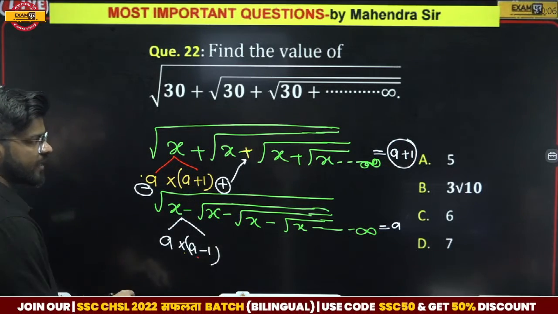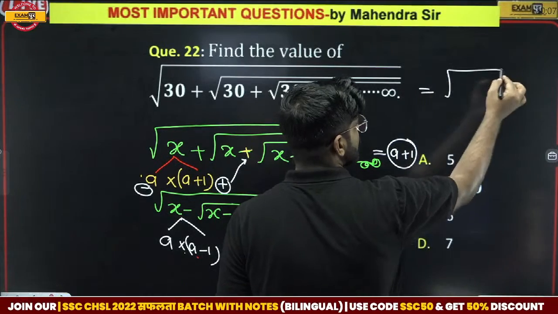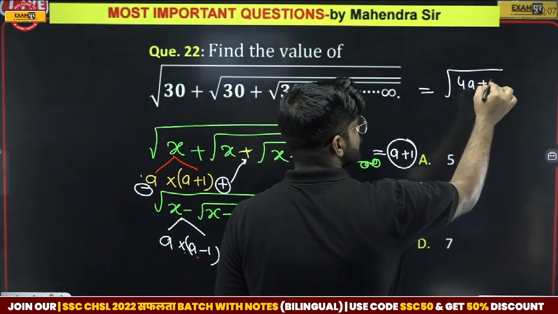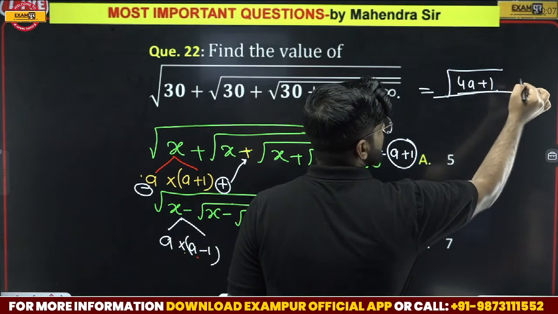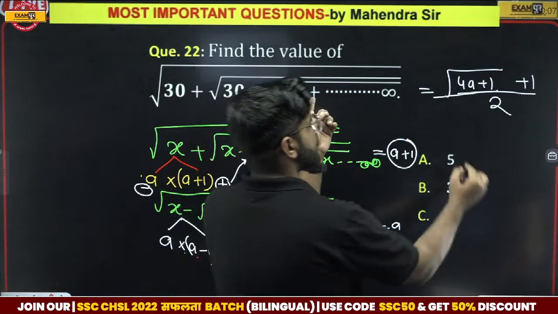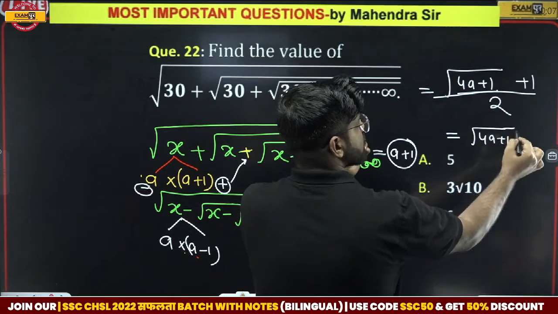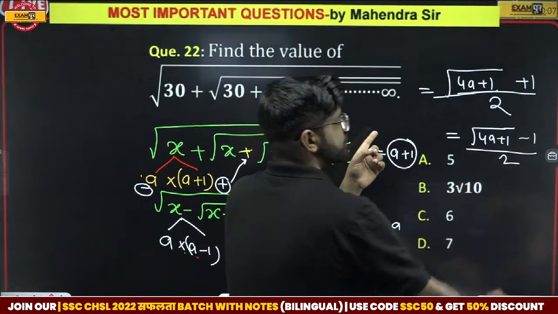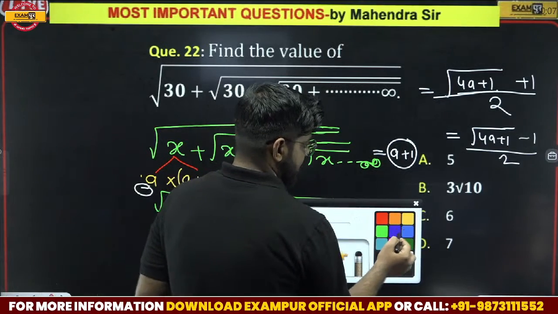So this is the short trick, and the general formula for this is nothing but under root 4a plus 1 plus 1 divided by 2 for positive sign, and for negative sign it will be under root 4a plus 1 minus 1 divided by 2. So this is the general formula I have written there. Let me underline this.